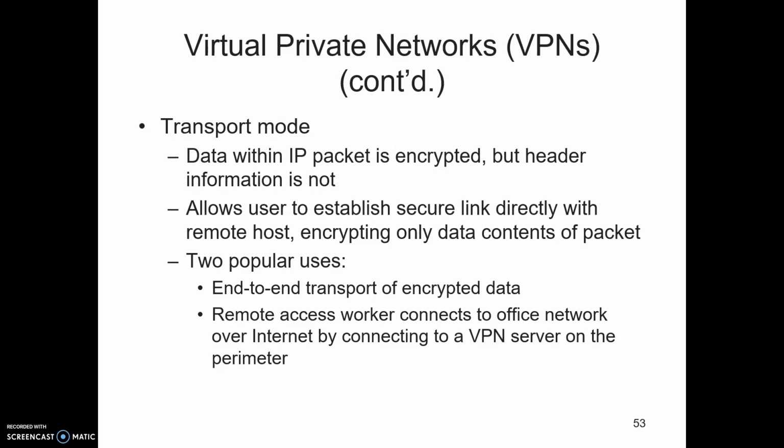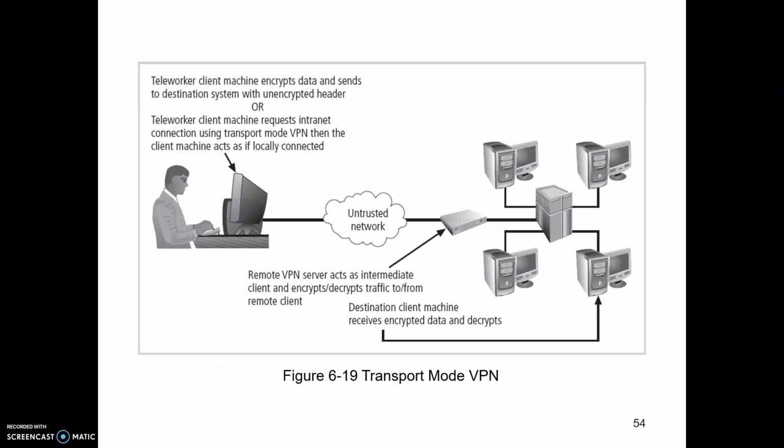Each machine acts as the end node, VPN server, and client. In the second, a remote access worker or teleworker connects to an office network over the internet by connecting to a VPN server on the perimeter. This figure shows a transport mode VPN.